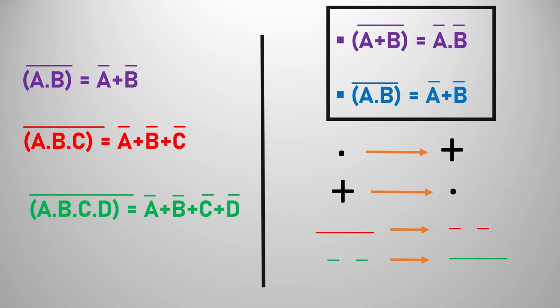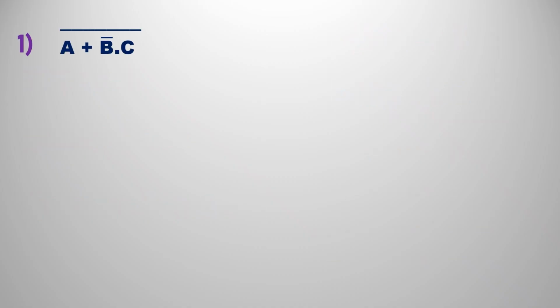Let's see some quick examples. We are going to have 4 examples so that you can understand. After that, try these 4 examples on your own, so you can boost yourself. The first expression would be (A plus B bar) dot C, whole bar.